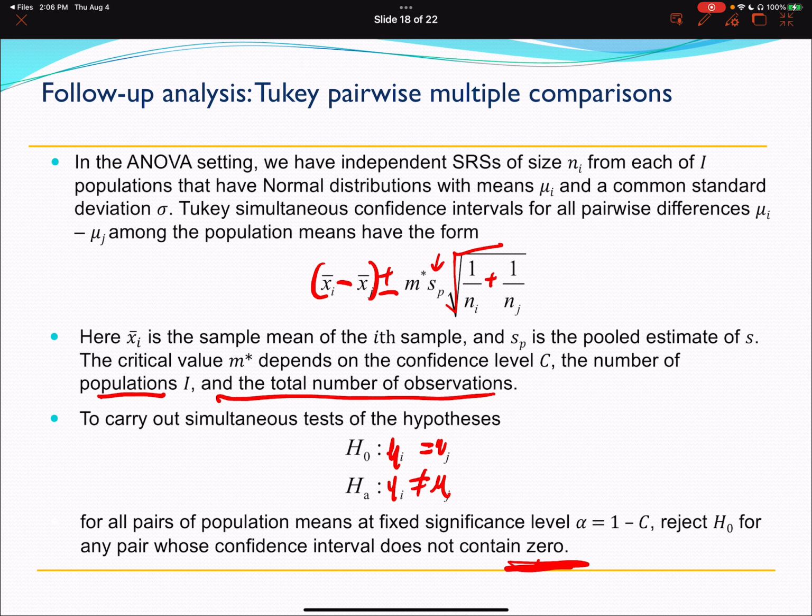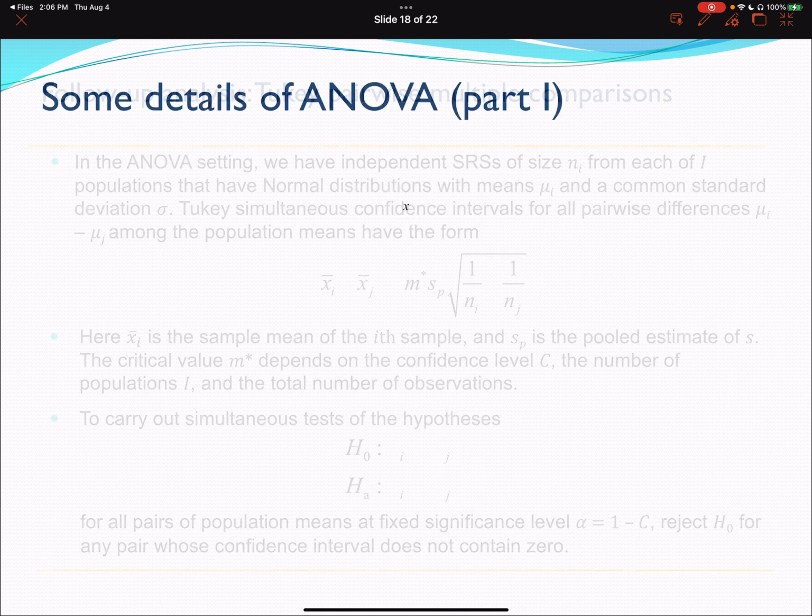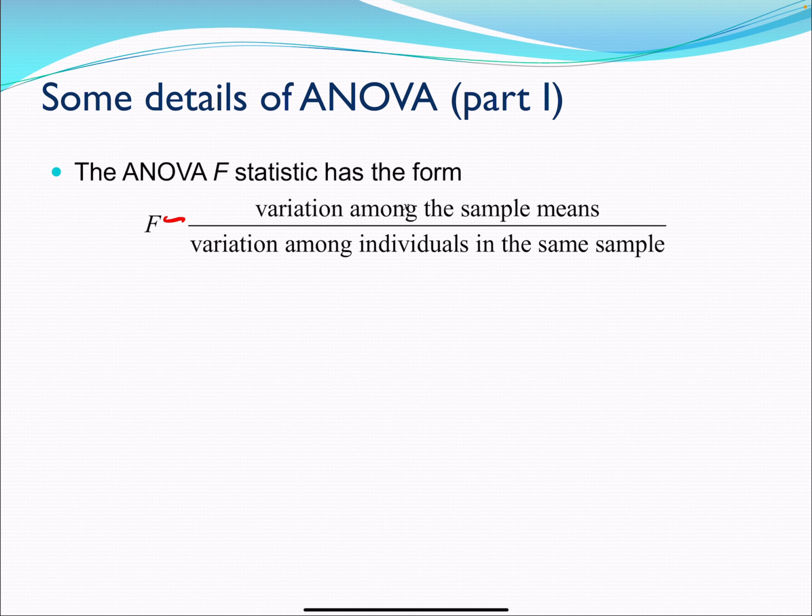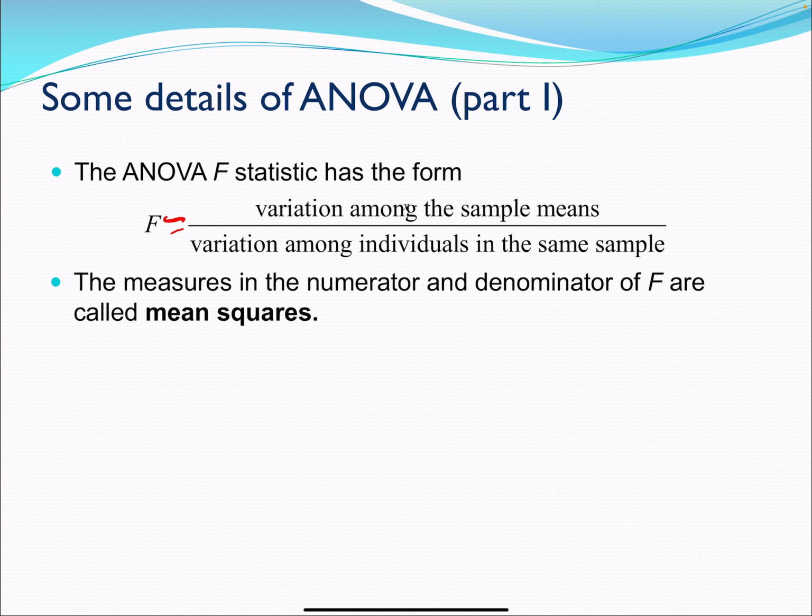So a few more details of the ANOVA. We've got like 4 more slides. We're so close. So the F statistic has the form where it's the variation among the samples divided by the variation among the individuals in the same sample. The measures in the numerator and denominator of F are called mean squares.